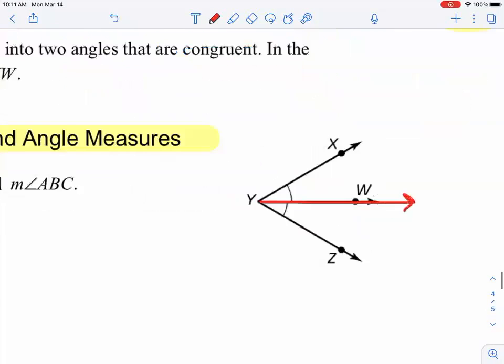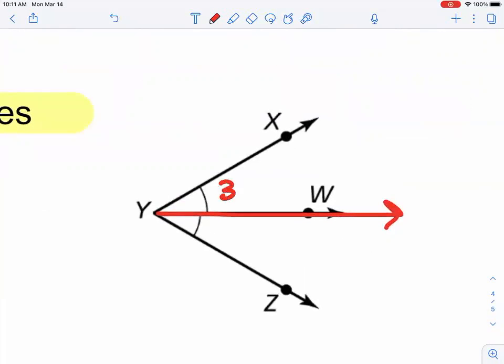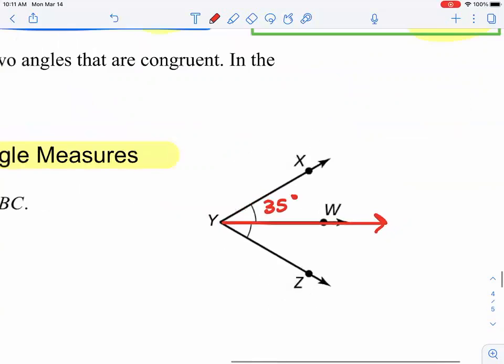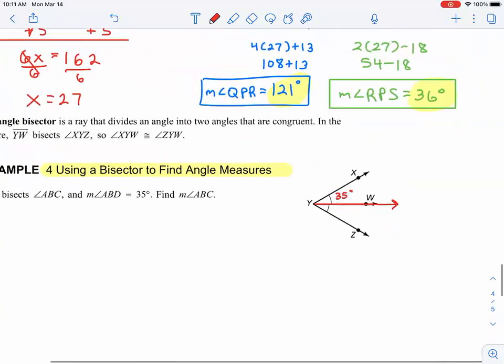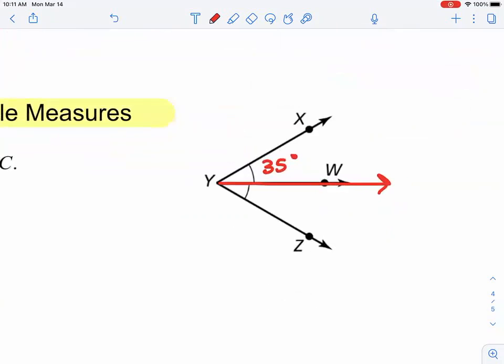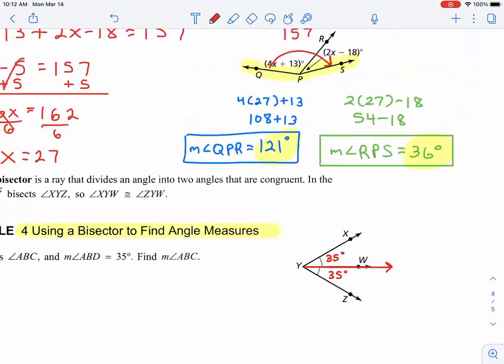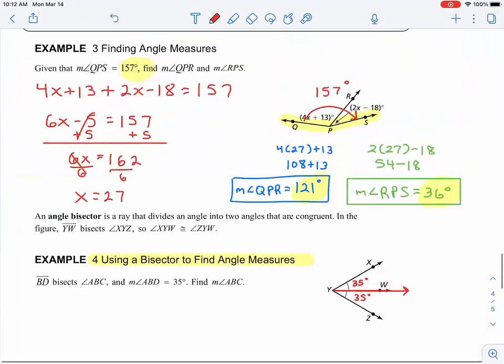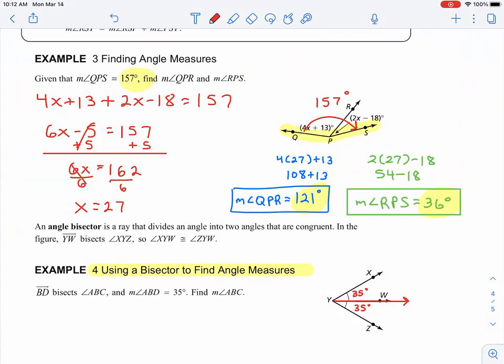It says that ABD is 35. So I'm sorry that the letters are messed up, but let's say that that angle there is 35 degrees. If it bisects, that means the other angle has to also be 35 degrees. They have to be the same if it's a bisector. Now, if it's not a bisector like the one above it, they don't have to be the same. But if it's a bisector, then it has to cut it directly in half. Any questions yet?